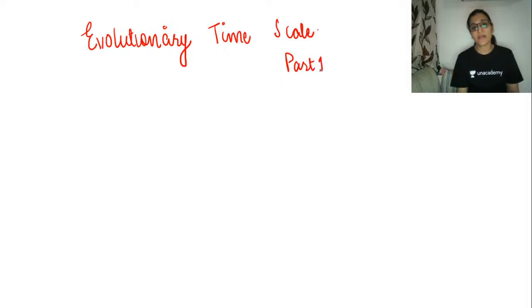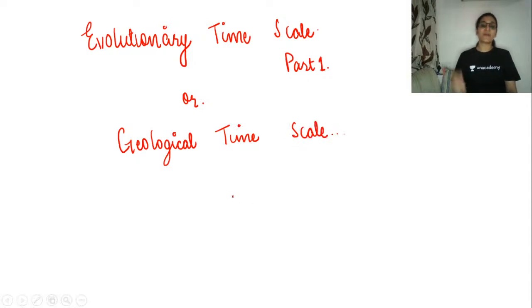Now the topic of today is evolutionary time scale part 1. The same thing is also called the geological time scale. From the time the earth was formed till now, it is divided into certain events, and these are read under the evolutionary time scale or geological time scale. The geological time scale is actually about the whole of the earth, how it formed, and the evolutionary time scale is about how the evolution of organisms occurred in different time periods. So this is what we are going to talk about.